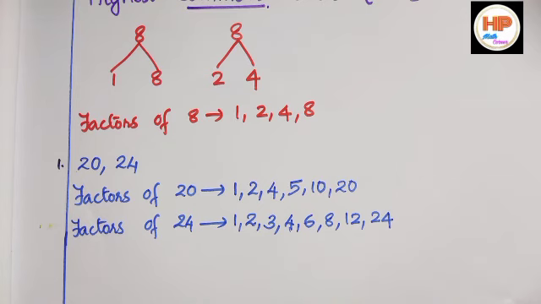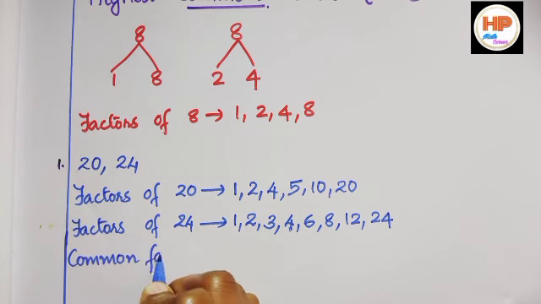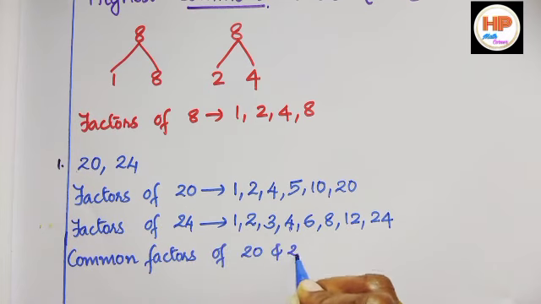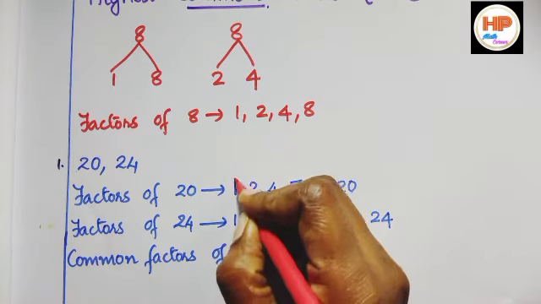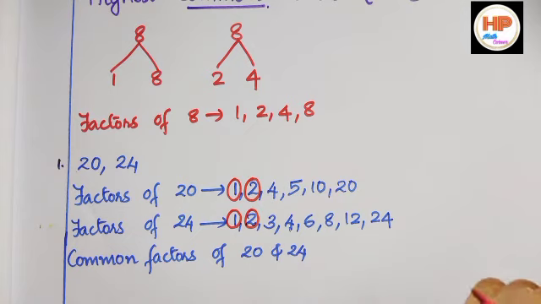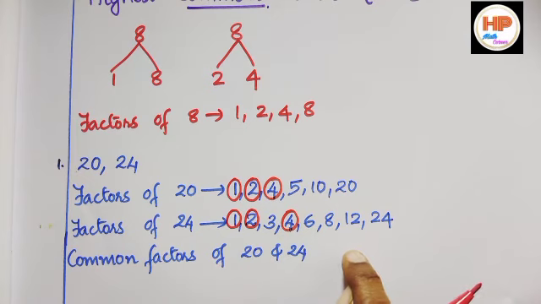Then the next step is we have to find out common factors. Common factors of 20 and 24. Which are the common factors? Let us find it out. So 1 is common. Then 2 is common. Then which number? Yes, 4 is common. Any other number is common? No. So let us write 1, 2 and 4.